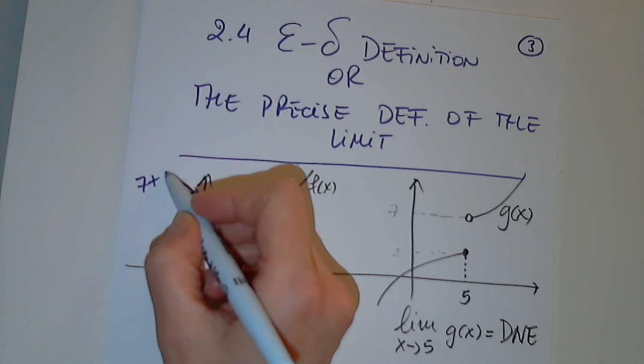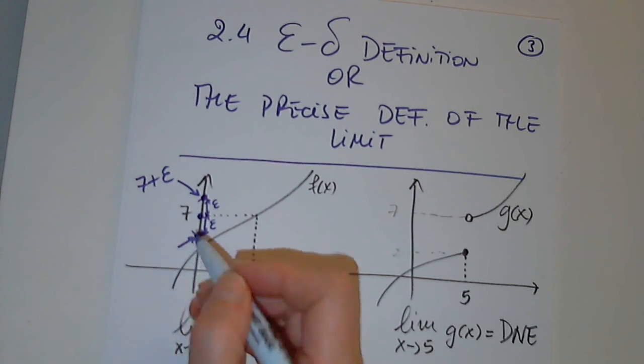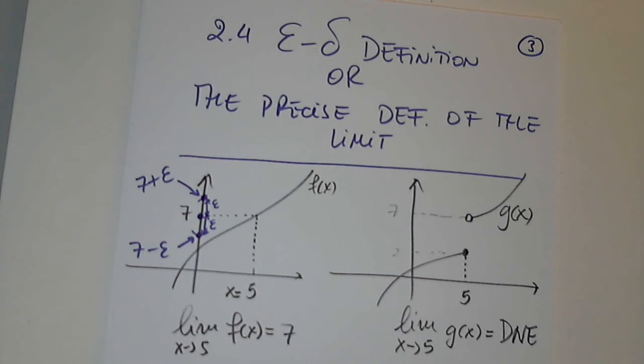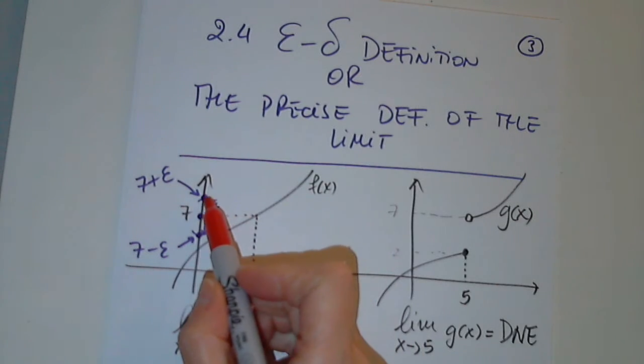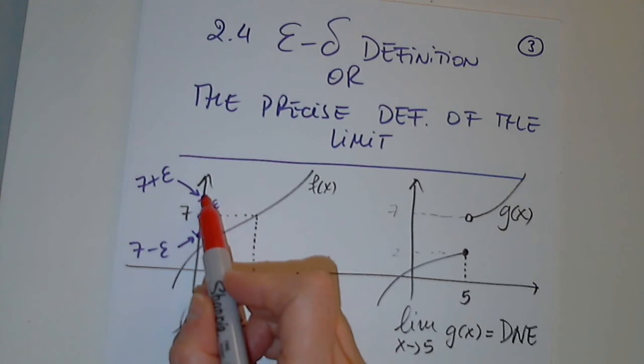Positive epsilon. 7 plus epsilon. What could this point be? 7 minus epsilon. Of course. Perfect. Now, I determine the corresponding x value for this point.